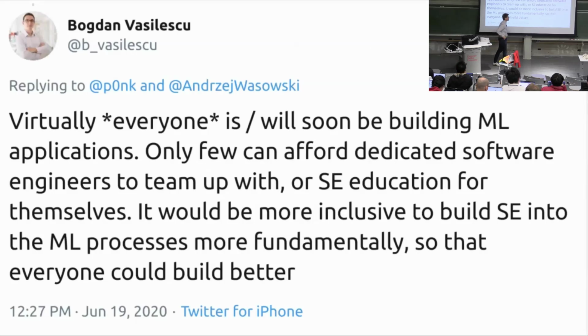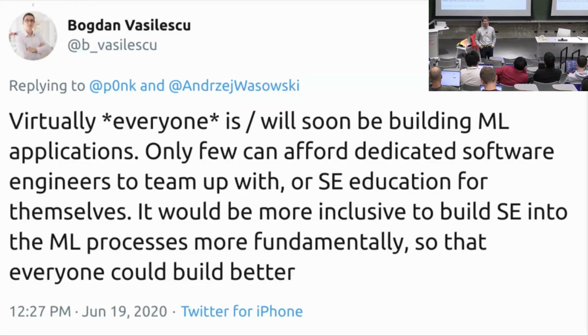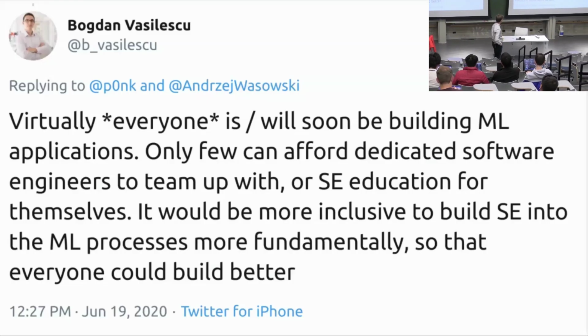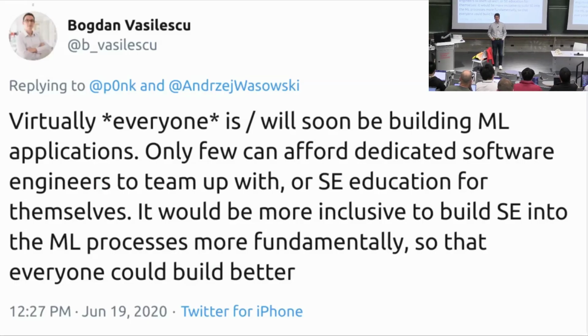It's somewhat getting old, but I was arguing with a colleague on Twitter, when it was still Twitter, about the future of software engineering at that point. And he was saying that virtually everybody is or will soon be building ML applications, and I think we are at this point, right? Only few can afford dedicated software engineers to team up with or software engineering educations for themselves. It would be more inclusive to build SE into the machine learning processes so that everybody could build better. What's your thought? And are we there with agents? We just give data scientists a coding agent and they can build software better. We don't need software engineers.